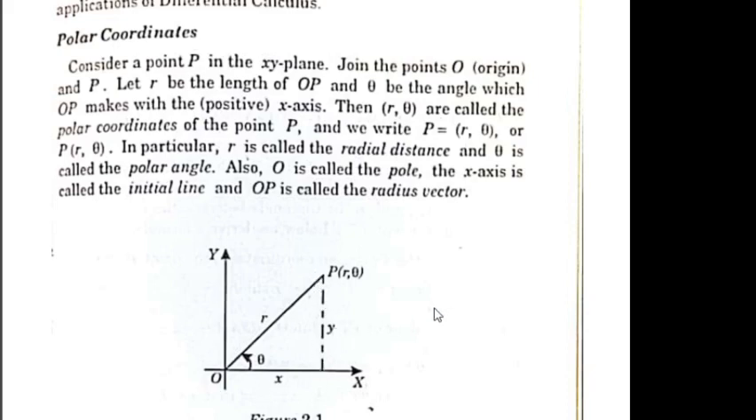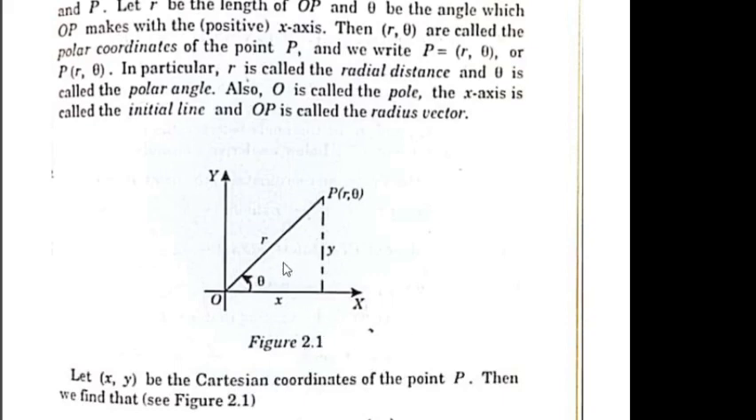Now this r and theta: here r is the length of the line OP. r and theta are called the polar coordinates of the point P. These two coordinates, r and theta, are responsible for finding the position of a point P in a plane.